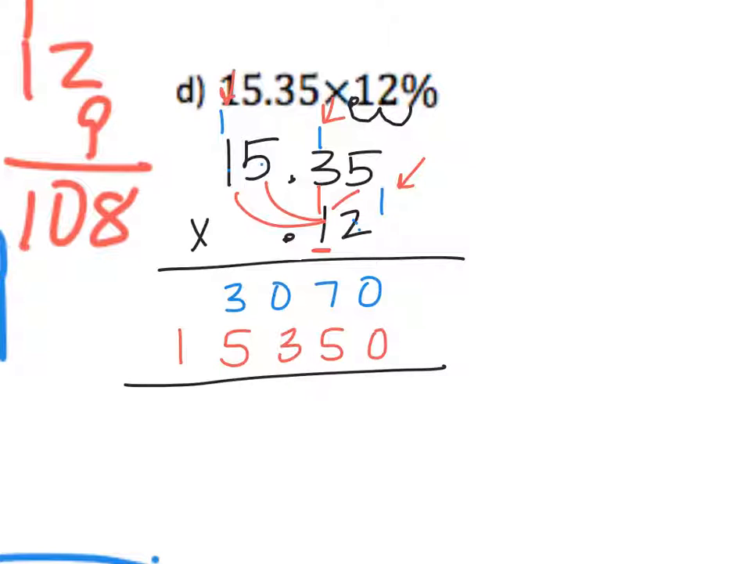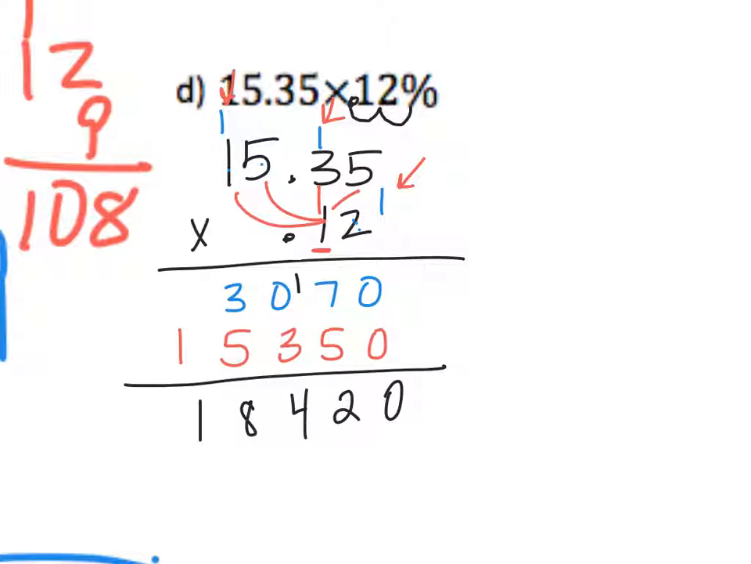Okay, so from here I'm just going to add up my columns. 0 plus 0 is 0. 7 plus 5 is 12. Carry the 1. 0 plus 3 is 3, plus 1 is 4. 3 plus 5 is 8. And then a 1. Okay, so I hope you'll be able to tell that 15.35 times 0.12, which is smaller than 1, is not 18,420.